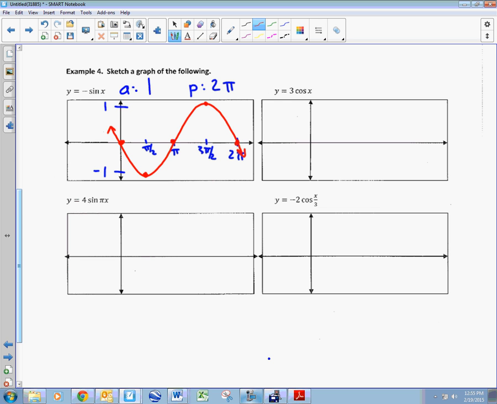Pretty cool. Monica, you like my graph? How about yours? Is it better or worse? It's a little bad? Okay. We'll let you practice, okay?